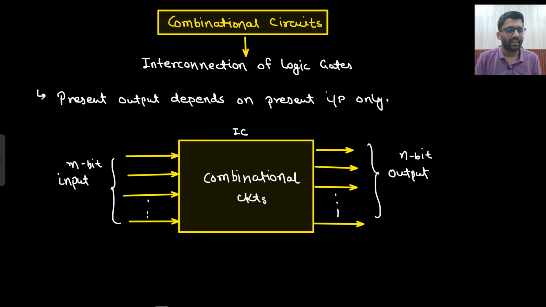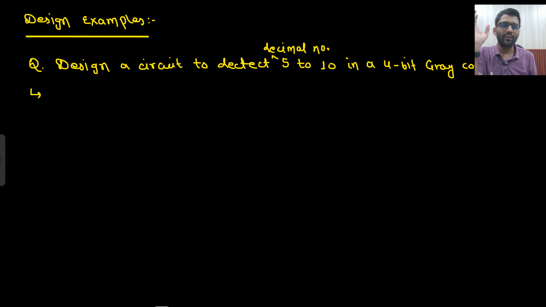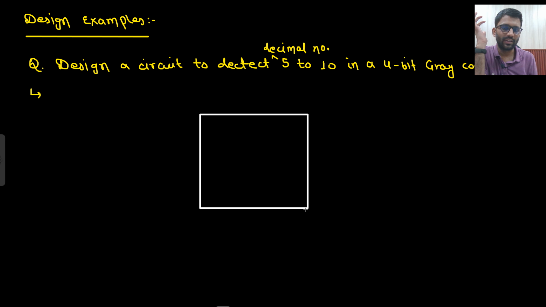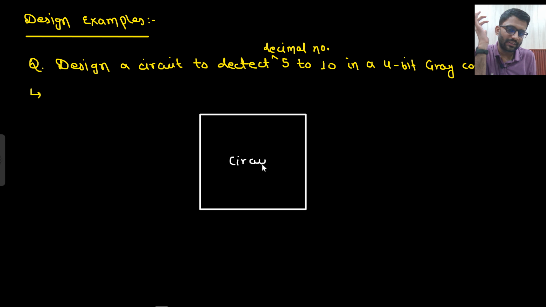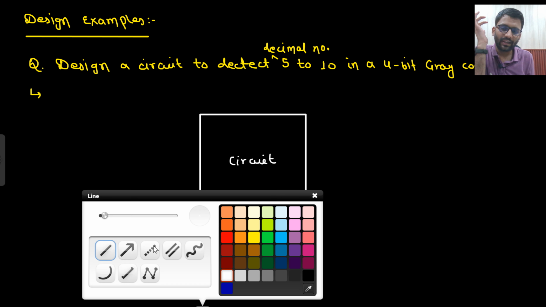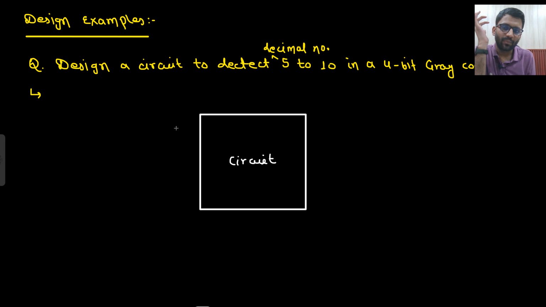Okay, so let's take our first design example. What we need to do here is written: gray code. I hope you will be able to understand. You need to design a circuit which will detect the decimal numbers 5 to 10 in a 4-bit gray code. Let's understand what this wants to say. Let's say you design this circuit. What will this circuit do? This circuit will take a 4-bit gray code input.